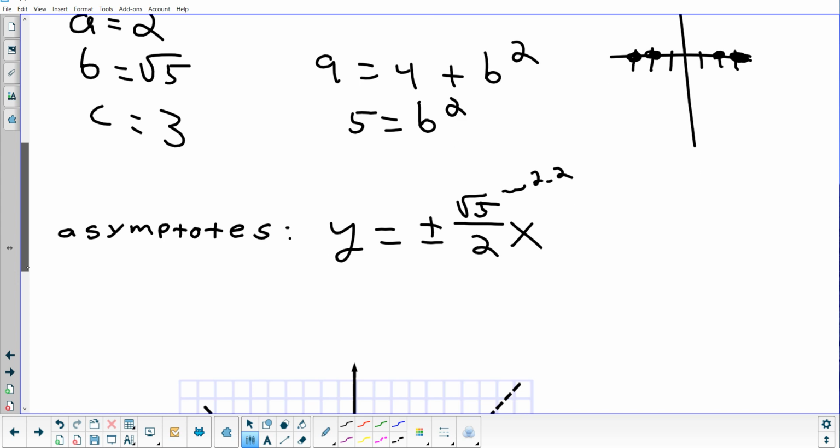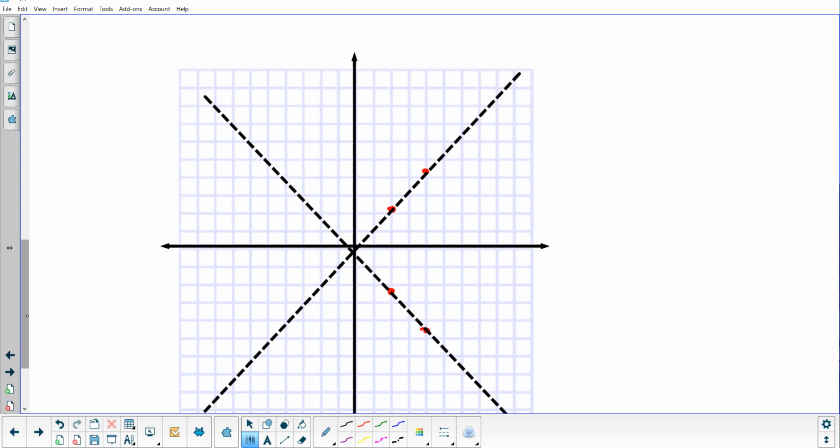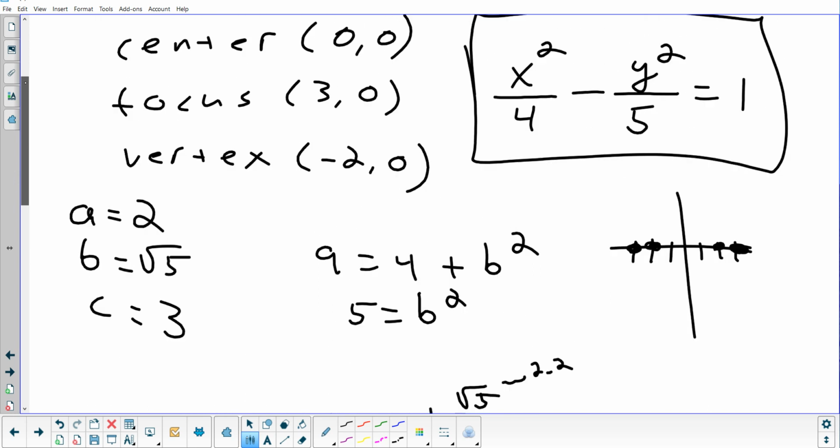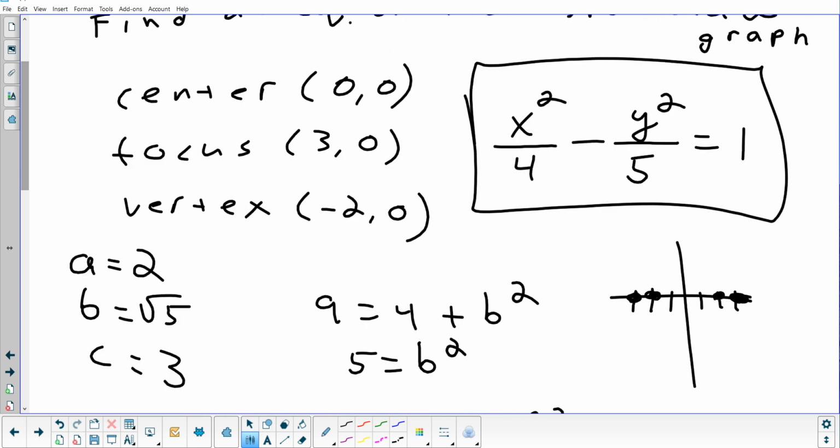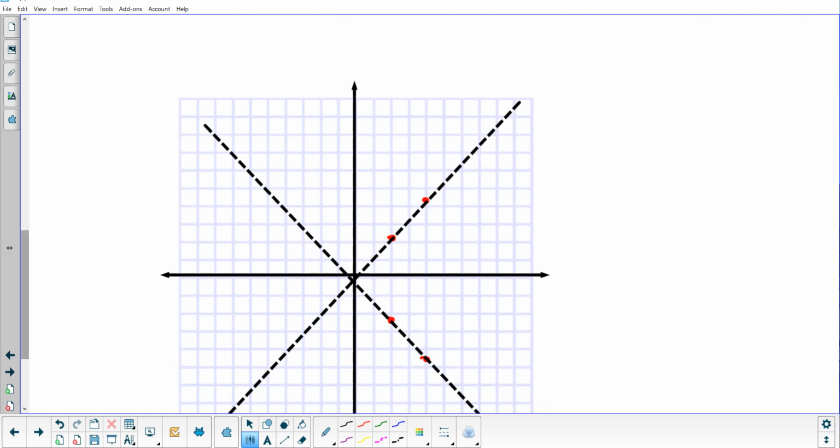Positive or negative. Okay? So I graph that right here. Up 2.2, right 2. Up another 2.2, right 2. And then I did the same thing for the negative. Down 2.2, right 2. Down 2.2, right 2. So I did a couple points. I've got my asymptotes. And the other point you want to make sure you sketch is which one? Which one of these points is the hyperbola going to go right through? The center, the focus, or the vertex? Chris? The vertex. So make sure you sketch that. 2, 0, negative 2, 0.